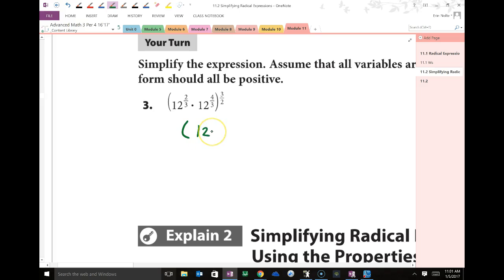So we go, let's see, we have 6/3. Would we all agree that 6/3 makes 2? And then we have to the 3/2, and now we can multiply those exponents. So 2 times 3/2 makes 6/2, which reduces to 3. So anybody know what 12 to the 3rd power is? 1728. And you knew that off the top of your head, right? Absolutely. Good.